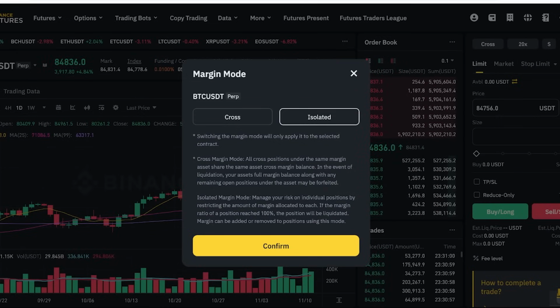Whereas isolated trades are different, where you're going to be risking on individual positions by restricting the amount of margin that is allocated to each. So, if a margin ratio is reached at 100%, the position itself would be liquidated, and the margin can then be added or removed to the other positions.